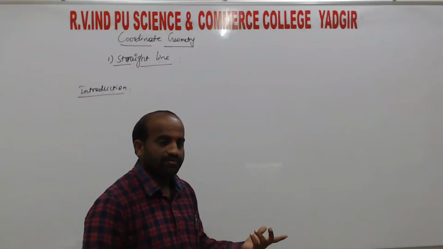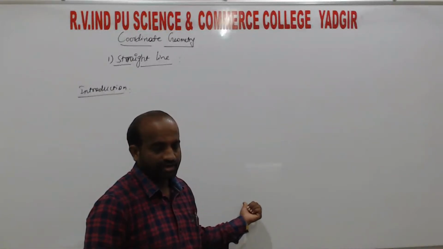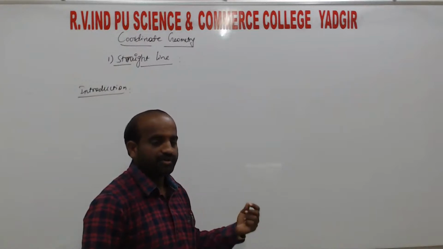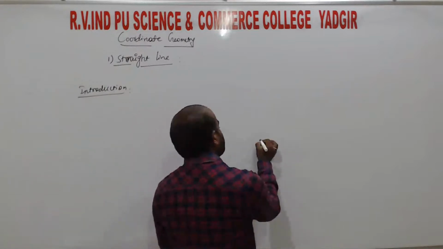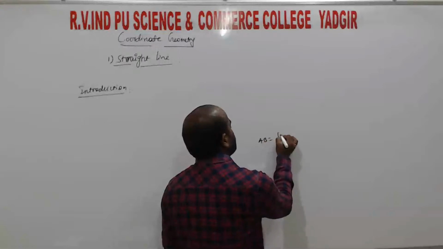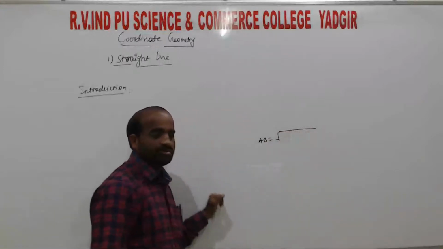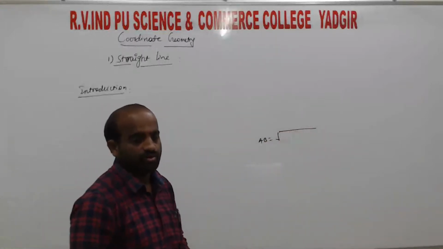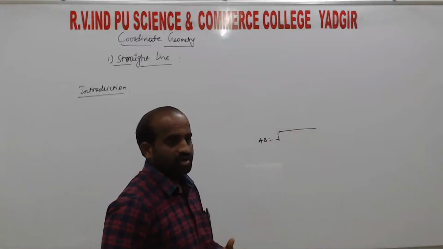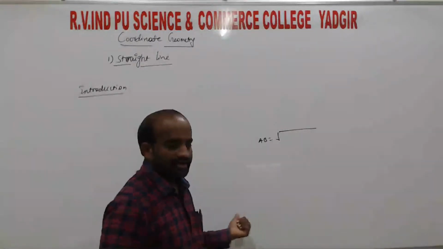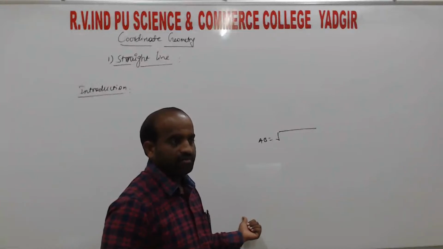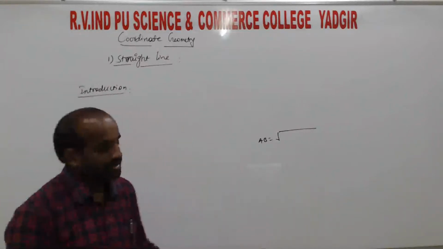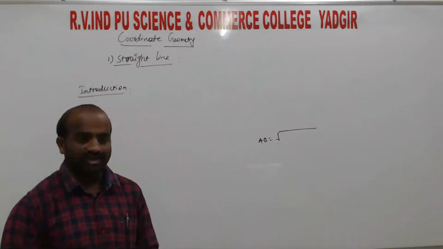Distance formula, which we already studied. Distance between 2 points equals root of (x2 minus x1) whole square plus (y2 minus y1) whole square. Section formula, y-intercept, slope intercept form. We'll study these deeply in straight line.